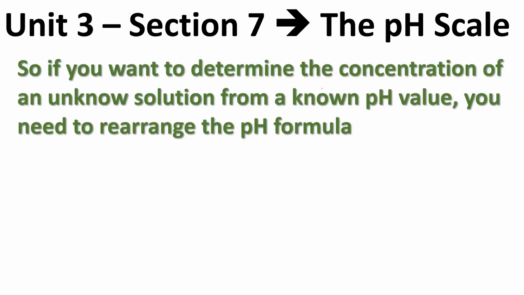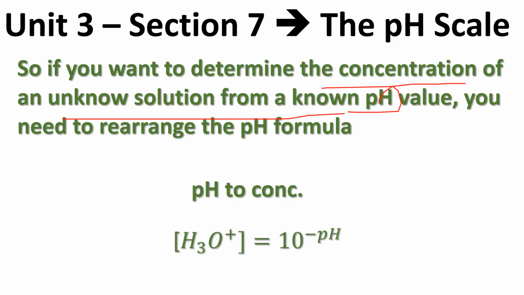So to determine the concentration of an unknown solution from a known pH, and this is, by the way, the easier of the two, you have to rearrange the formula. It's not just a simple rearranging, but it's maybe the easiest formula you're going to come across here. So if you want to figure out the concentration of a solution, by the way, square brackets actually means concentration.